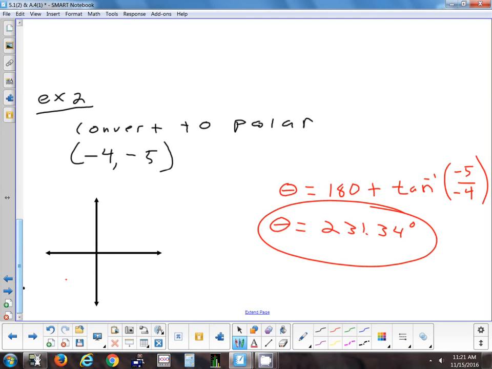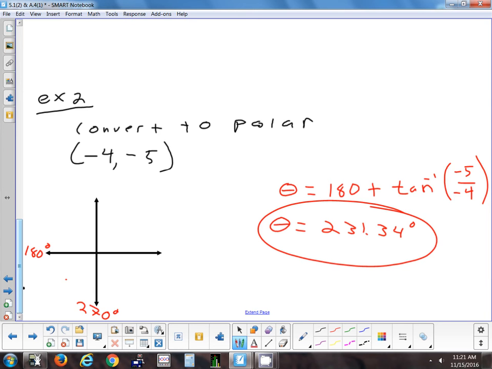And just do a quick check, make sure that makes sense. Okay, this is 180. That's 270. I'm supposed to be in the third quadrant, and yes, 231 is somewhere in the third quadrant. So it seems reasonable.